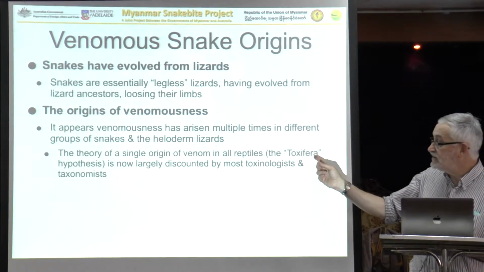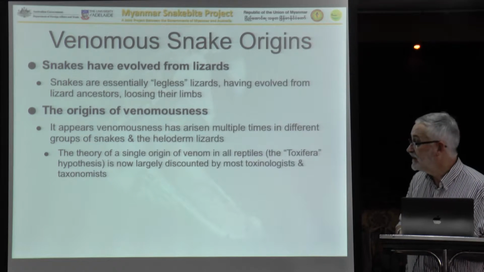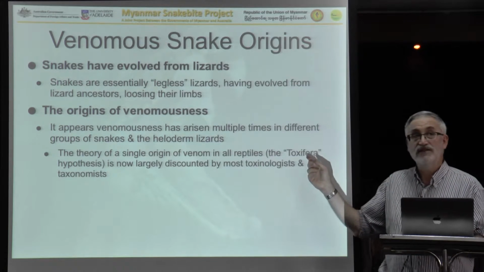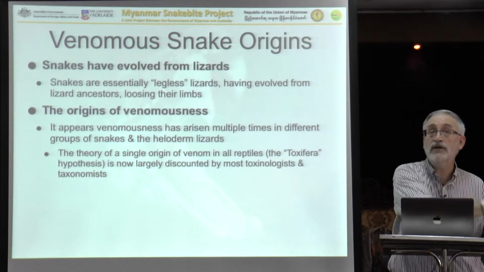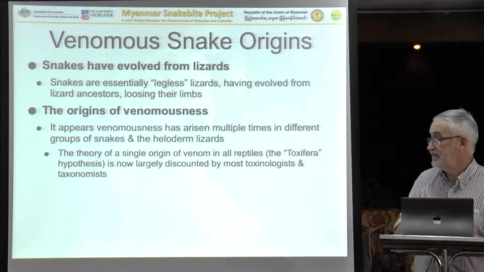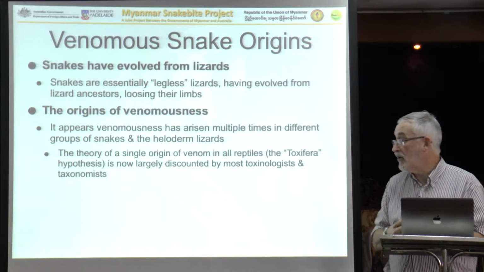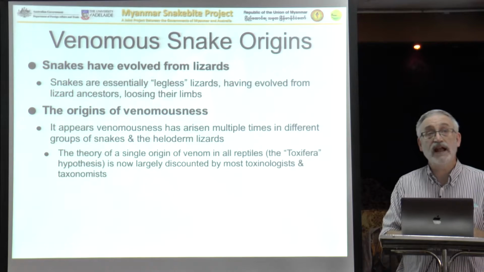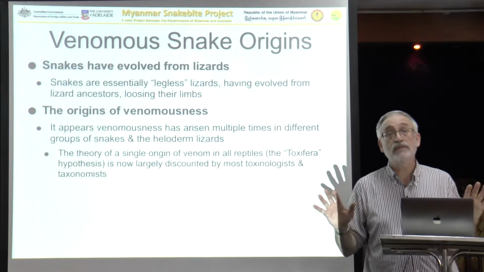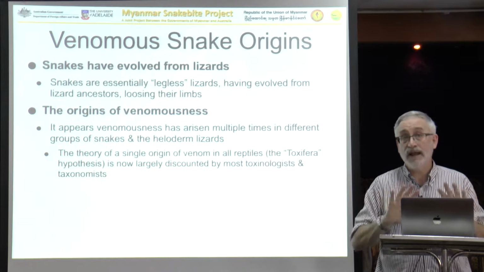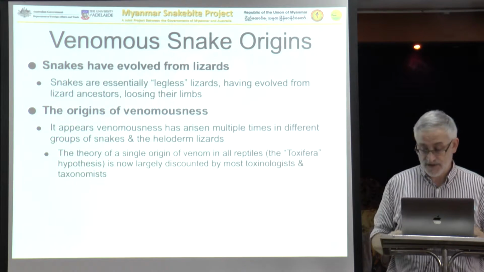They have suggested this toxifera group hypothesis, which suggests that all venomous snakes originated from a single original ancestor. However, more research has gone on which essentially has substantially disproved this idea. We think that venomousness has arisen a number of times separately in different snake groups.